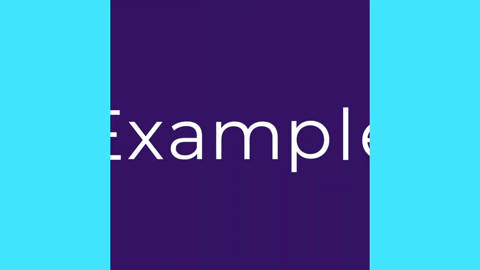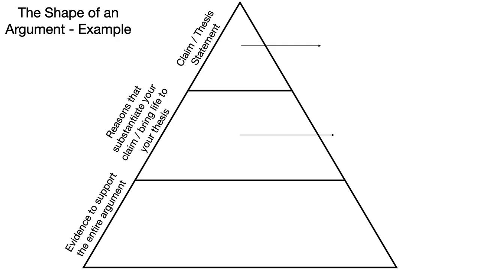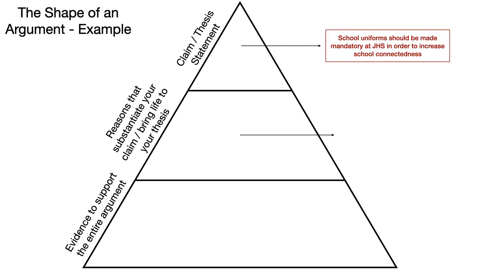Let's add some context and look at an example argument about school uniforms. Here's our triangle. Let's fill it up with a claim. In this scenario, let's say that school uniforms should be made mandatory at Jacobs in order to increase school connectedness. Notice how that's an arguable position because someone can obviously disagree and have the opposite opinion of that. And additionally, the claim or that thesis statement is the smallest part of the overall argument triangle. It takes up the least amount of space. It's just a single sentence.